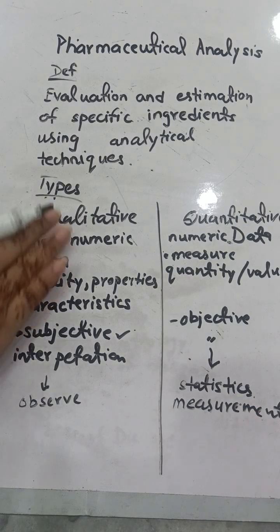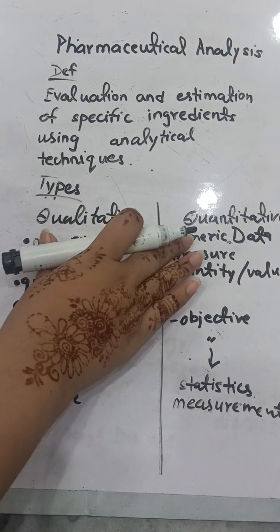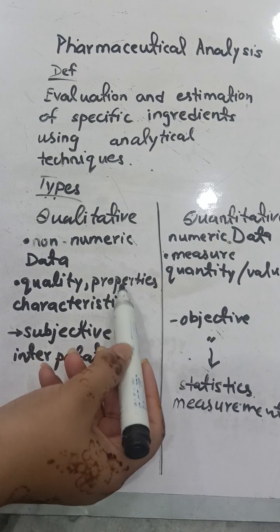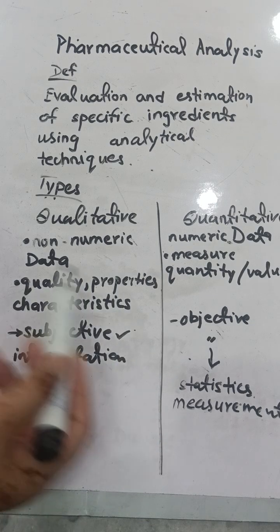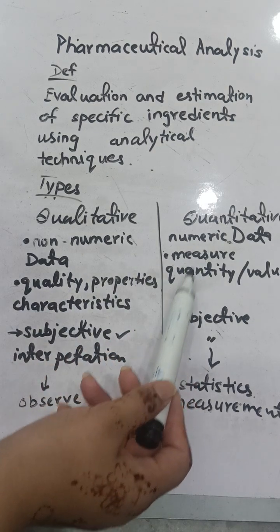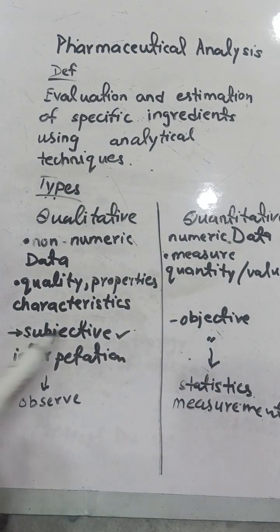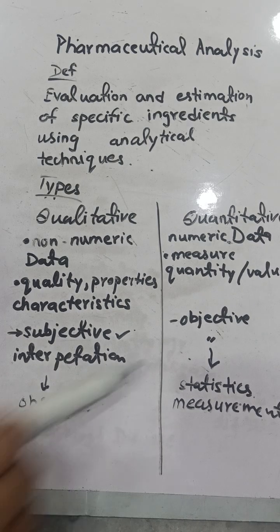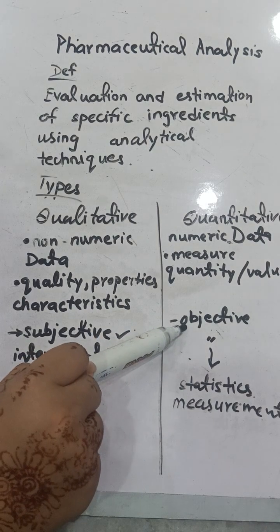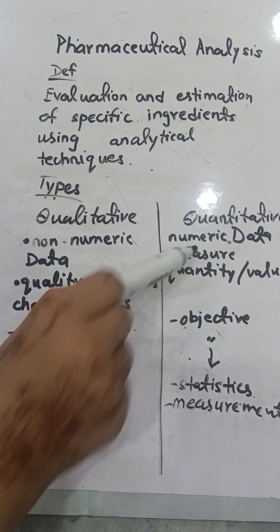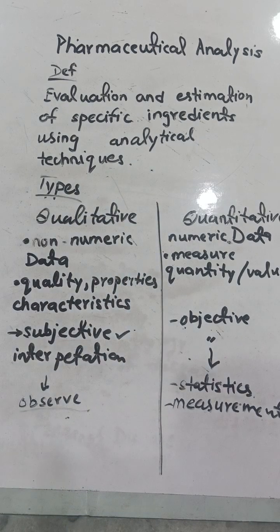The first difference is that qualitative is non-numeric and quantitative is numeric. Qualitative majorly focuses on the quality, properties and characteristics of a particular substance, while quantitative measures the quantity and some values of that specific substance. Qualitative has subjective interpretation, which means observation, while quantitative has objective interpretation, which means some statistical data or measurements are present.